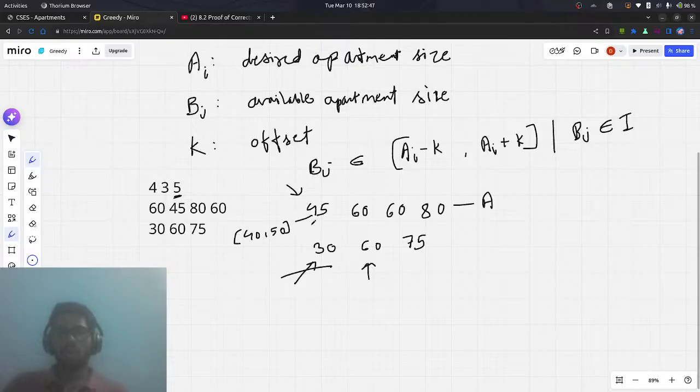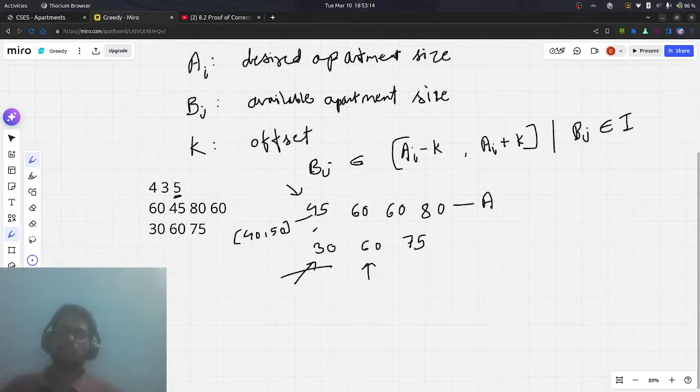Since this is sorted, if this cannot be assigned to him, then there is no chance of this being assigned to any other person. So we will just move forward in the apartment. Then we see that again this number does not lie in this range.